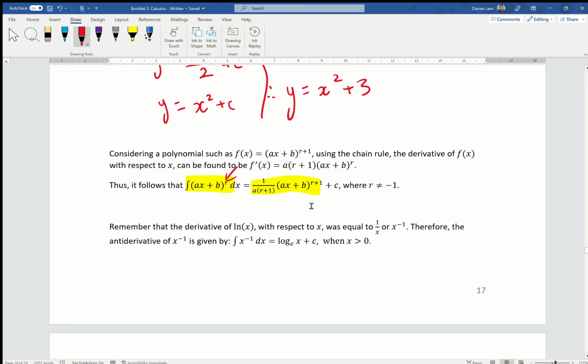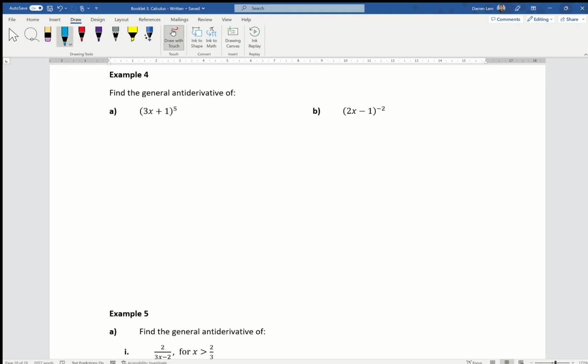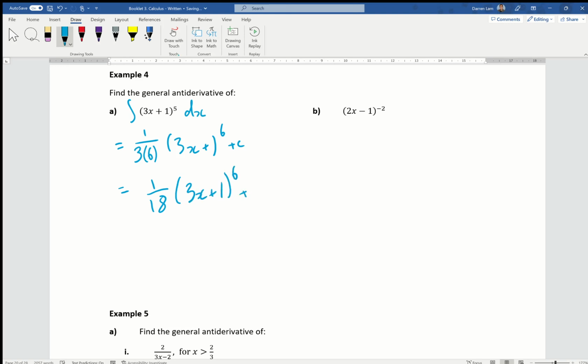I'm going to jump into an example for this one, and then go back and look at an example for the other ones. So we're looking at example 4a, with the general antiderivative where the power is not -1. I write this as the antiderivative of (3x + 1) to the power 5 dx equals 1 over, and I'm going to write the multiplication of our first coefficient by the power increased by 1, which is 6, and we get (3x + 1) to the power 6 plus c, which gives us an answer of 1 over 18 multiplied by (3x + 1) to the power 6 plus c.